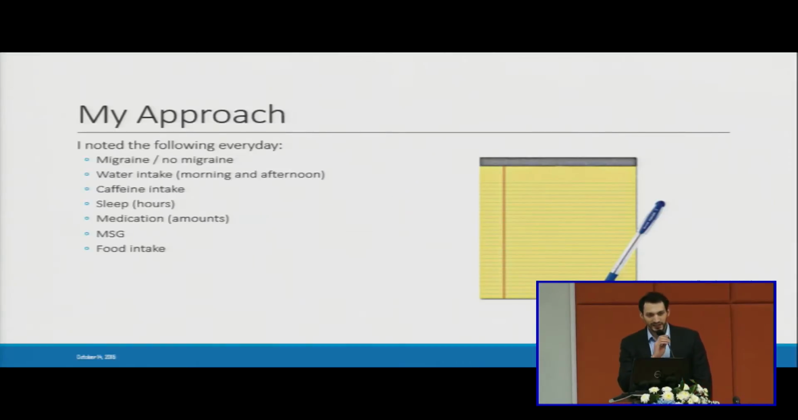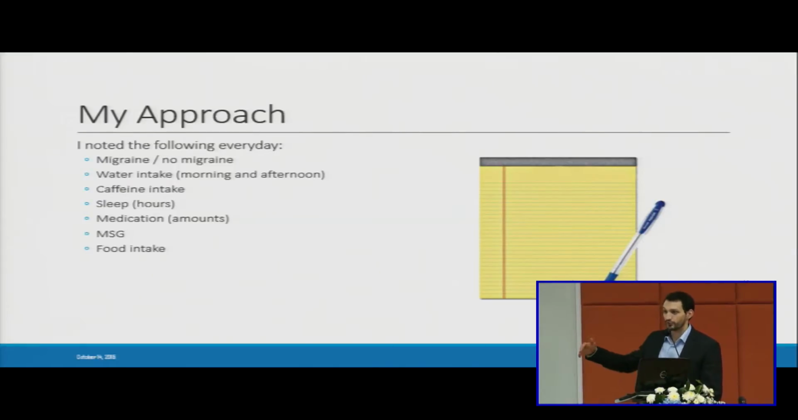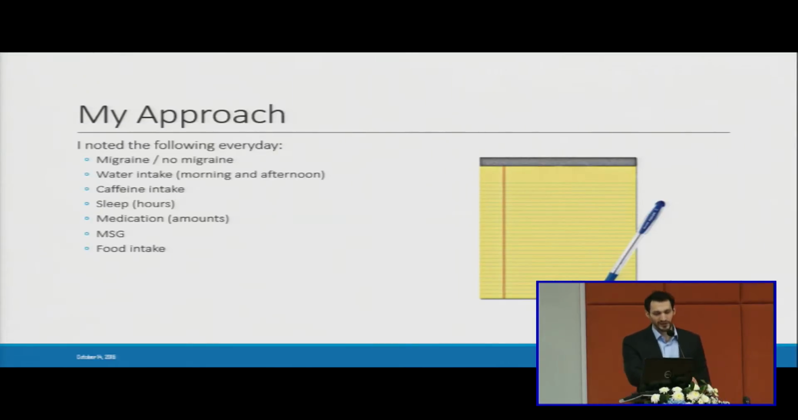So what I did is every day, it was actually on my phone, not on a piece of paper, I noted every day whether or not I had a migraine, how much water I drank in the morning, how much water I drank in the afternoon, how much caffeine I had in the morning, how much caffeine I had in the afternoon, how much I slept, what medications I took, whether I ate any food that had MSG, and then what other foods I had. So like if I chewed gum, I would record that. And I did this for several months. It actually doesn't take that long.